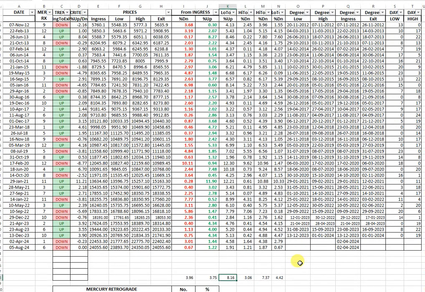Sorry, here I saw a wrong column. This is a Mercury retrograde. Again, it is hitting me also. So I have to be careful what research I'm doing. So let's rephrase it. Let's do it again.